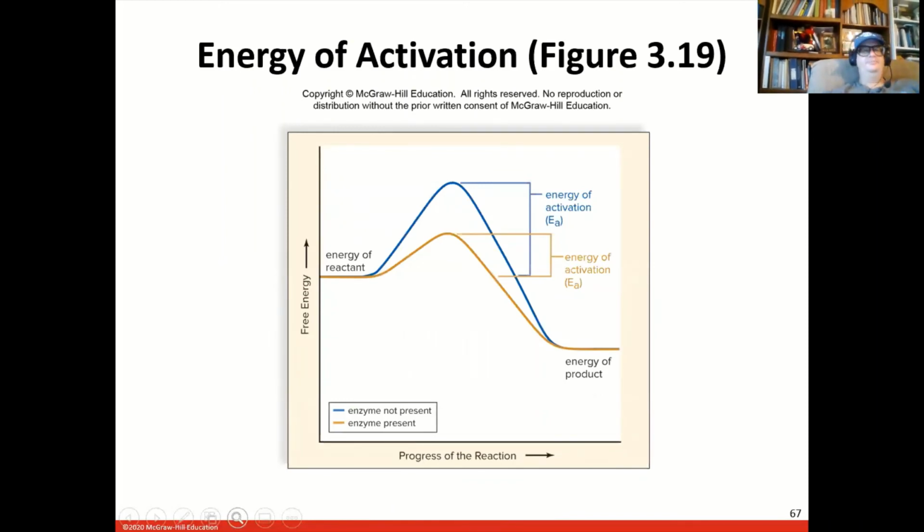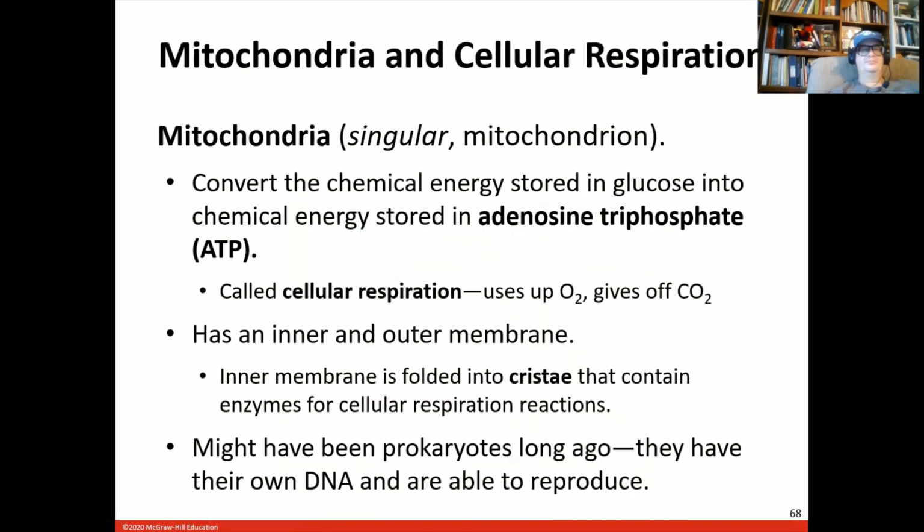Now, we told you an enzyme lowers the activation energy. What we're showing you here is the blue line is how much energy it takes to start a reaction. And this orangish line is how much energy it takes to start a reaction with an enzyme. And you can see the enzyme means that you have a lot less energy needed for the reaction to go. That's why the reaction runs faster.